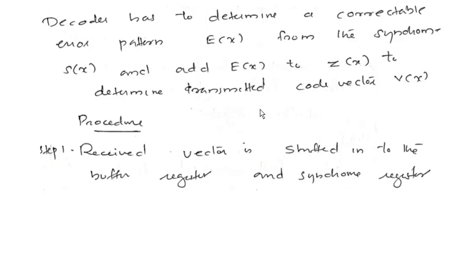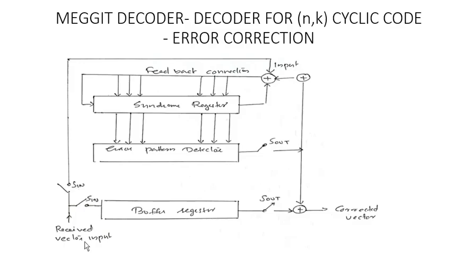We already studied that the correct code vector is the modulo 2 addition of the received code vector plus the error vector. This error vector is obtained by using the syndrome vector S of x. So we can see the procedure of this Meggitt decoder. First, the received vector is shifted into the buffer register as well as the syndrome register.